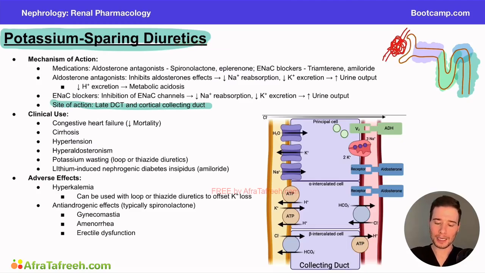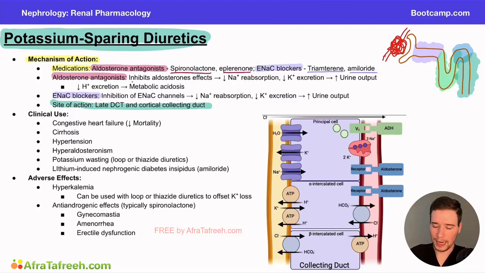When we think about the mechanism of action here, we have to consider two specific groups. So our medications are going to include aldosterone antagonists, which are going to be our spironolactone and our eplerenone, and a different group called our ENaC blockers, which stands for epithelial sodium channels. And this is going to include triamterene and amiloride. These medications are in the same class of potassium-sparing diuretics because they share a lot of similar properties, but the actual mechanism differs quite a bit.